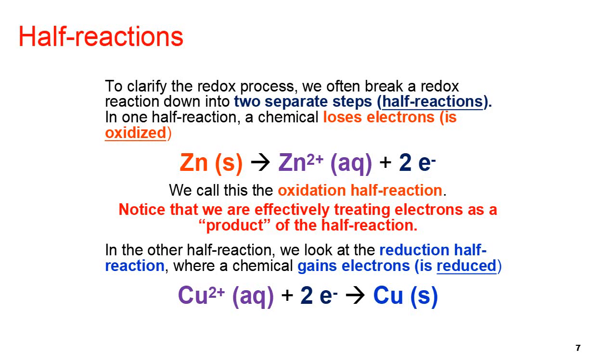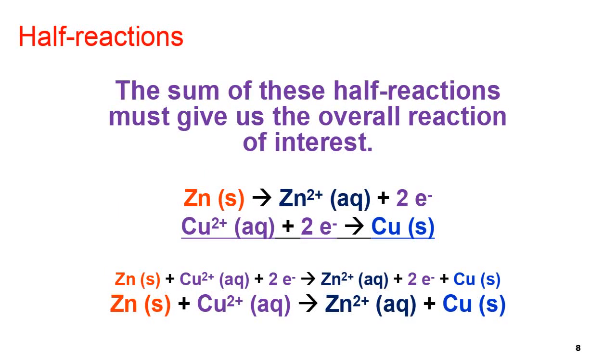In the other half reaction, we look at the reduction half reaction, where a chemical gains electrons, or we say copper 2 ions have been reduced. Note that the sum of these half reactions must give us the overall reaction of interest as shown here.